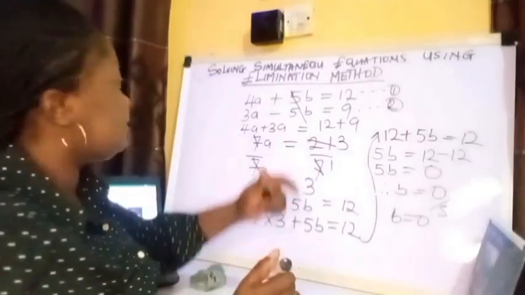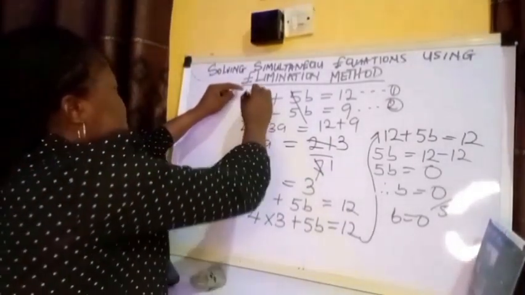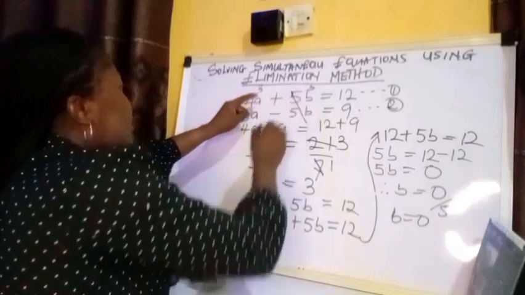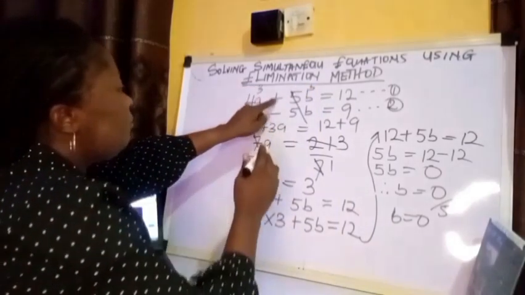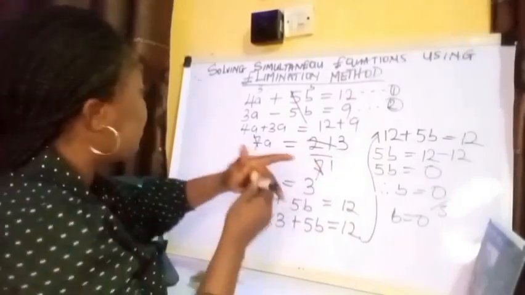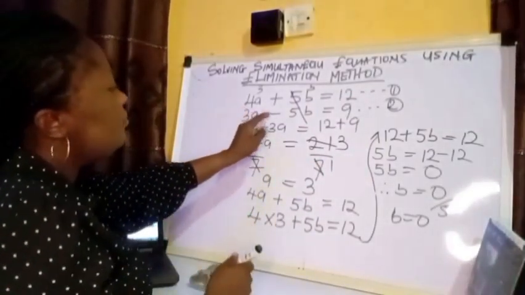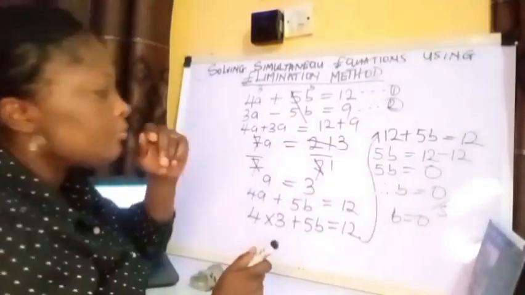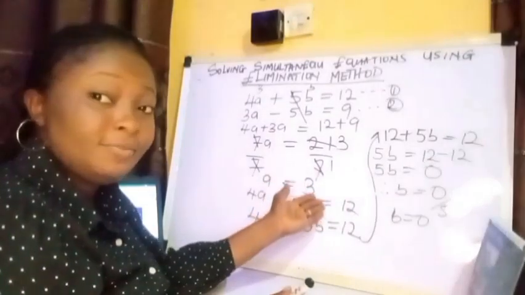Checking if we are correct, we got a to be 3 and b to be 0. 4 times 3 is 12 plus 5 times 0 is 0. 12 plus 0 is 12. 3 times 3 is 9 minus 0 is 9. Now, this is very simple.